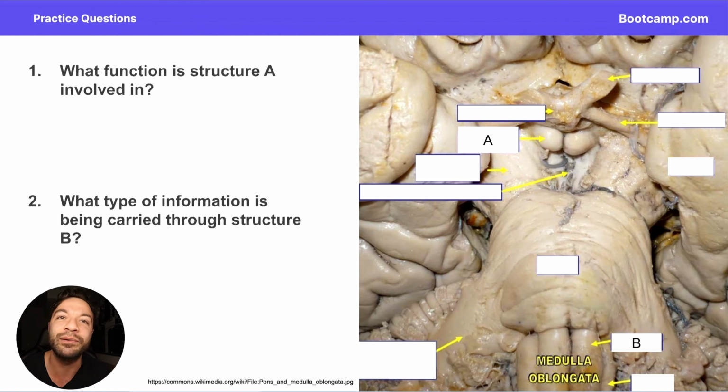So for our second practice problem, we have: identify what function structure A is involved in and what type of information is being carried through structure B. So structure A, it's going to be these two bulges right here. Structure B, it's going to be these two bulges on the anterior surface of the medulla. If you want, you can pause and answer them. I'm just going to jump right into it.